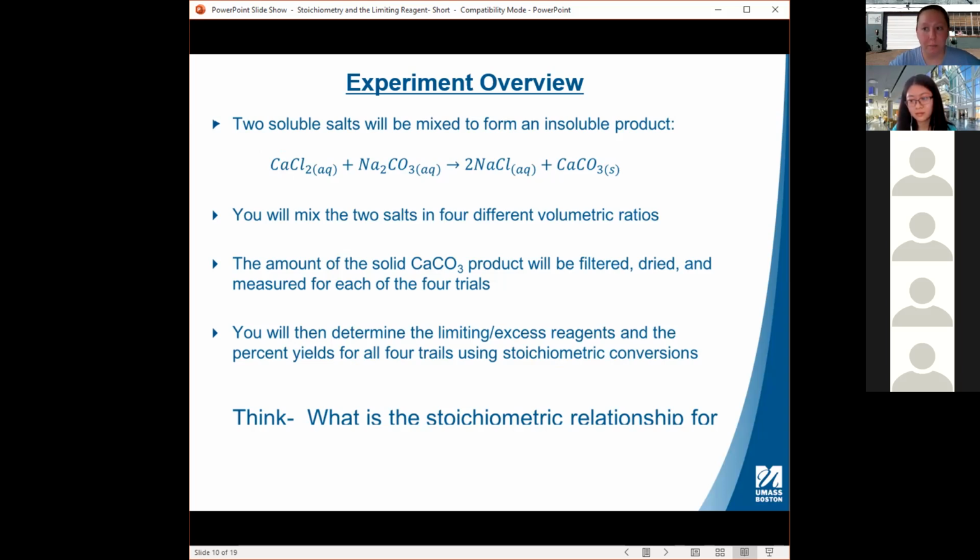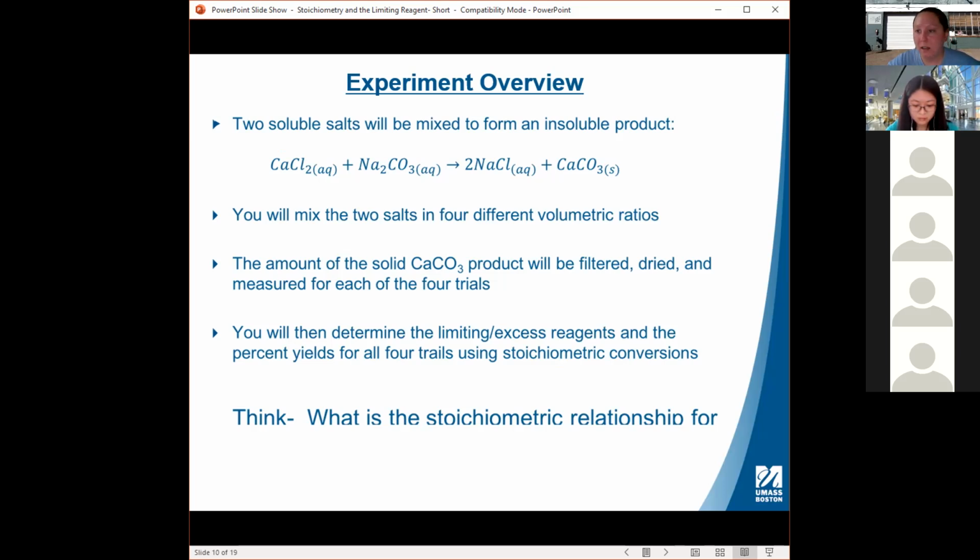So that's the first step. Before you start your reaction, you will always want to calculate how much product you're expecting to make, so you know what you're expecting. And then at the end, after the solid calcium carbonate is filtered and dried, you will measure it, or it will be measured in the video, to see how much was actually made. So at the end of the experiment, you'll get the actual yield. And before you start the experiment, you should have your theoretical yield.